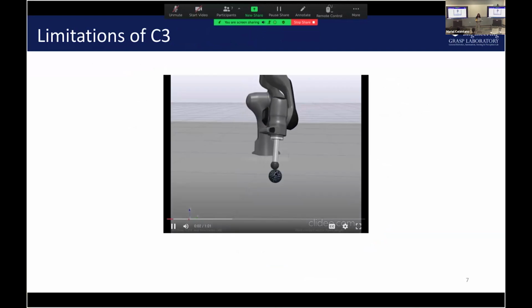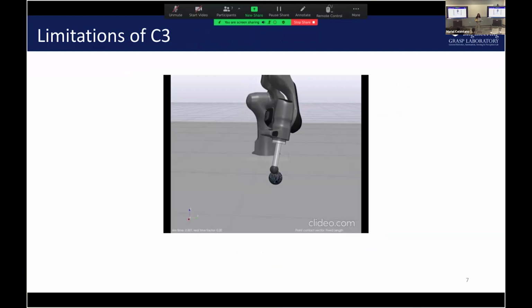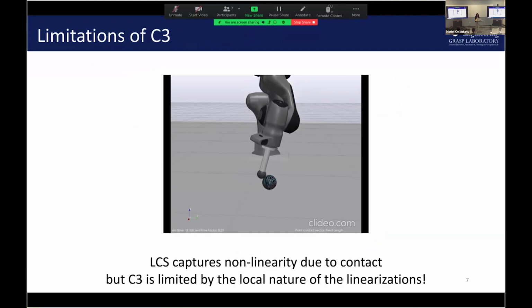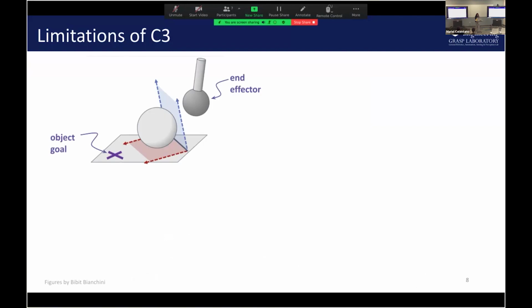Let's look at what the limitations are. So what just happened here? In the previous video, we saw it consistently able to roll the ball in a circle. But right here, we see that it's kind of stuck. What we see essentially is that LCS captures the nonlinearity due to contact, but C3 is limited by the local nature of this linearization. Let's try and understand what that means.